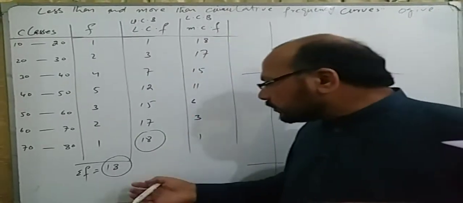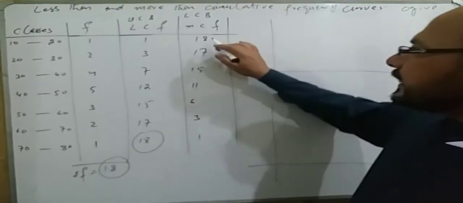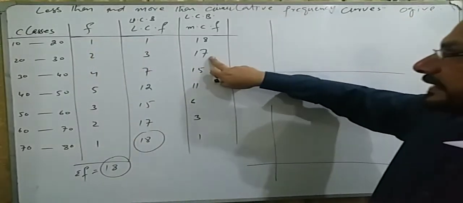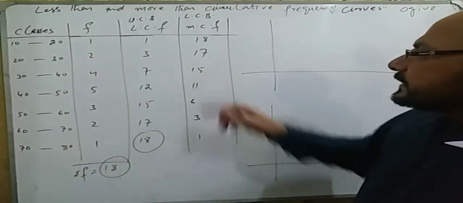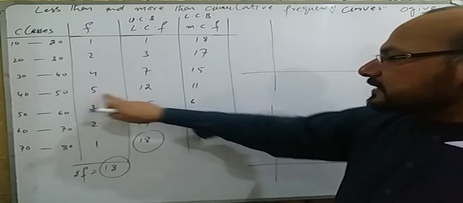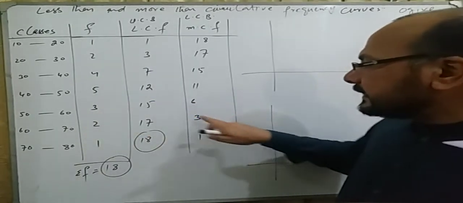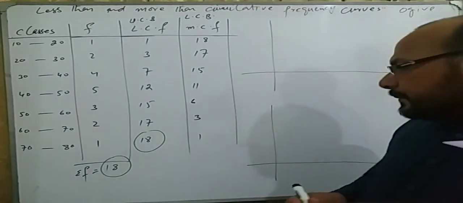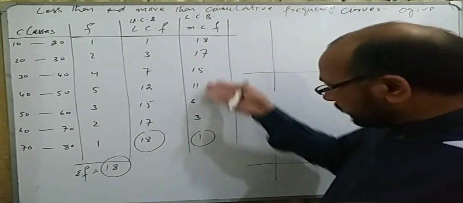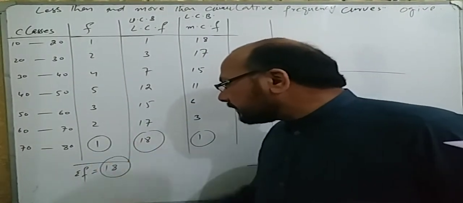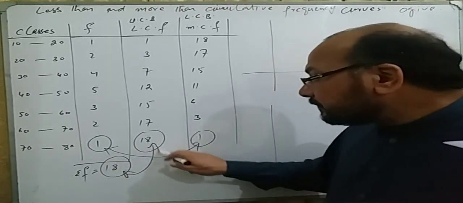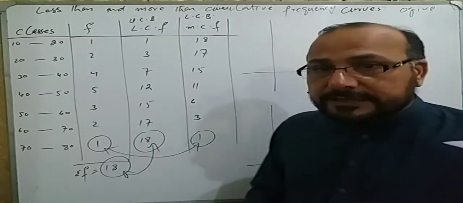Now, what is the total number of the frequency? That is 18. So you will start from 18. 18 minus 1, 17. 17 minus 2, 15. 15 minus 4, 11. 11 minus 5, 6. 6 minus 3, 3. 3 minus 2, 1. So the last component of the more than cumulative frequency column and the frequency column should be the same. If they are the same, it means your calculation is correct. If they are different, it means your calculation is wrong.